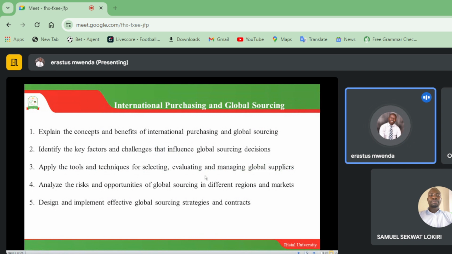You will also be able to identify the key factors and challenges that influence global sourcing decisions. You will also be able to apply tools and techniques that are crucial in selecting, evaluating, and managing global suppliers. So we want to know, how do you choose a global supplier, and what kind of relationship do you create so that you can maintain them.